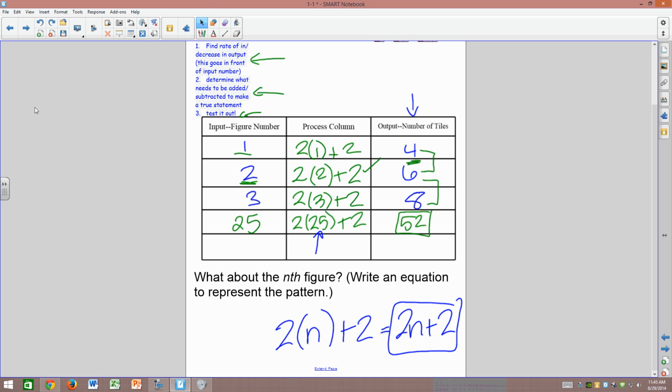I have a question. What if the numbers were going down instead of increasing by 2? What do you think would change? Probably the +2 would become a -2. No, that would just, they would still be increasing.